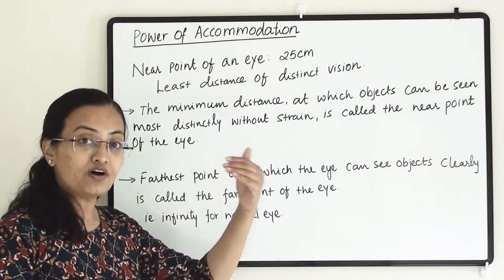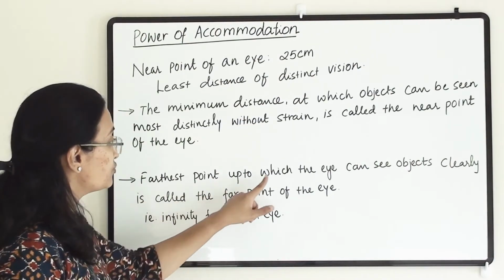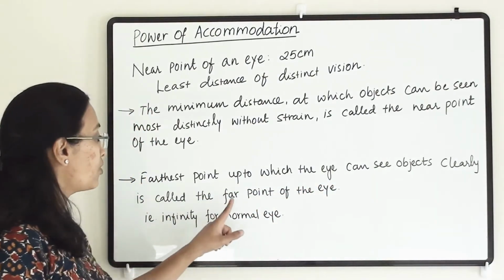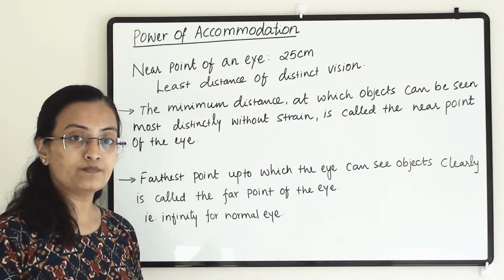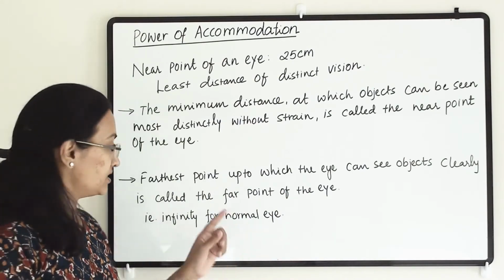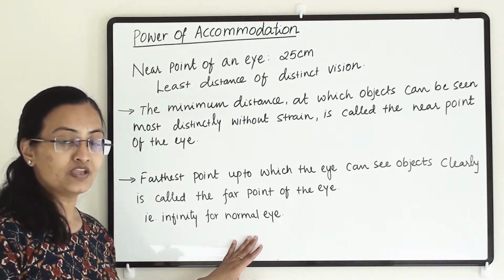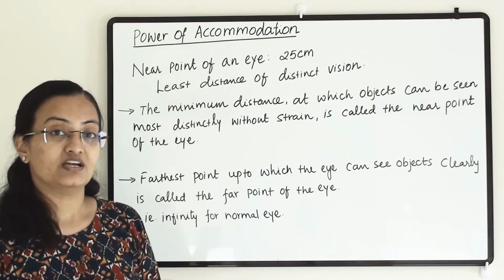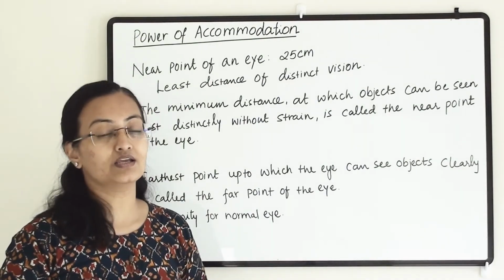Similarly, there is also a farthest point, and the farthest point up to which the eye can see objects clearly is called the far point of an eye. So there are 2 points for the eye, near point and far point. This is the farthest point and that is infinity for the normal eye. So the human eye can see the closer object at 25 centimeter distance and the farthest object at infinity.